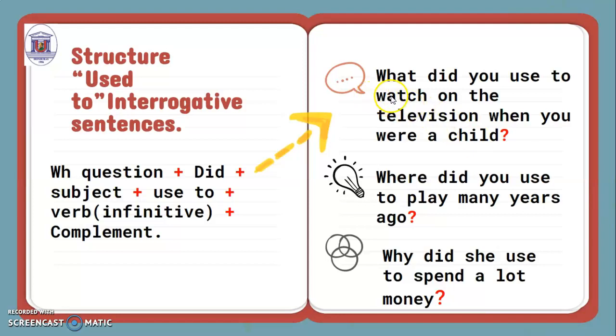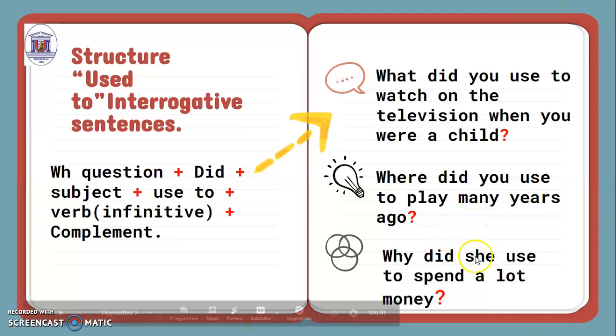Here we are using WH question. What did you use to watch on the television when you were a child? So you are going to answer what you used to watch. The second one. Where did you use to play many years ago? Where? The places. You are going to mention the places where you used to play many years ago.